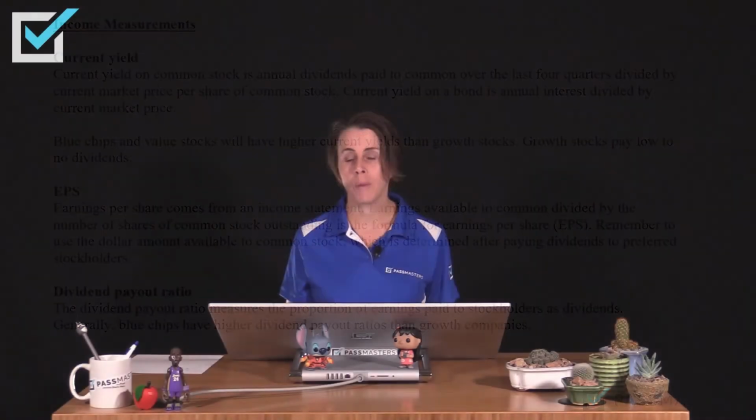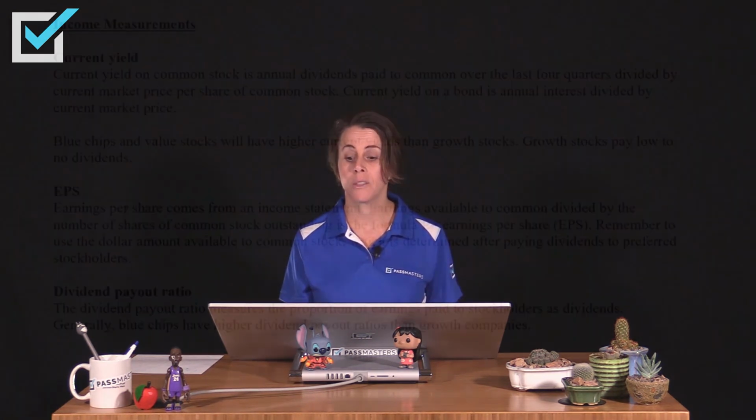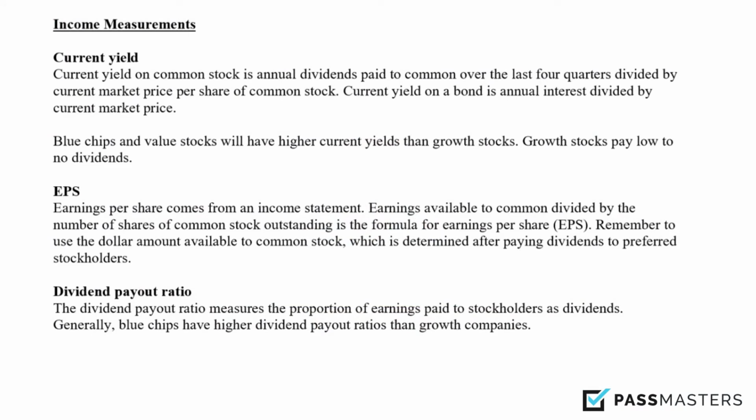Earnings per share comes from, we briefly talked about this when we did PE already, the income statement. Earnings available to common, which is after preferred stock dividends have been paid, divided by the number of shares of common stock outstanding. That is the formula for earnings per share.